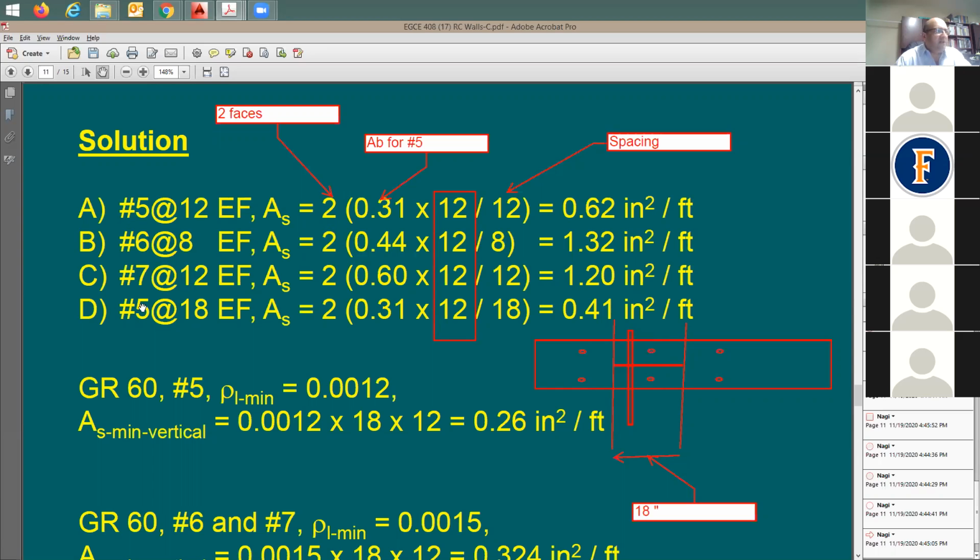Now, which one is the largest? Look at this. Yes, the largest is going to be this, number 6 at 8, right? It's going to be too much. Now, which one follows it? I'm going to say 1.2, and then 0.62, and then 0.41. If I'd like to check my choice, of course, it's going to be number 5 at 18. If I can go to number 5 at 18, it's going to be the cheapest option. This is going to be our best guess.